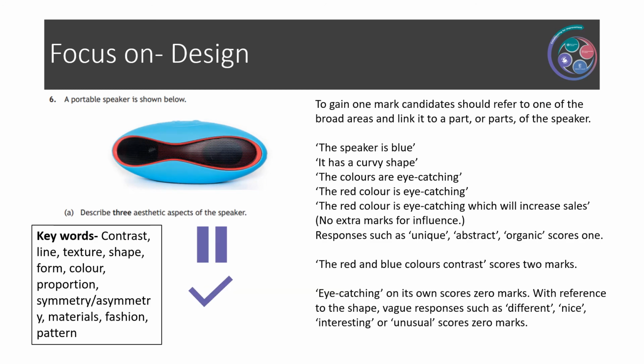Let's take a look at the marking instructions for this question. To gain 1 mark, candidates should refer to one of the broad areas and link it to a part or parts of the speaker. The speaker is blue. It has a curvy shape. The colours are eye-catching. The red colour is eye-catching. The red colour is eye-catching, which will increase sales. This gets no extra marks for the influence of aesthetics on the sales. You could have just written the red colour is eye-catching and still have gotten 1 mark. Other responses, such as saying it is unique, abstract or organic, would also score a mark.